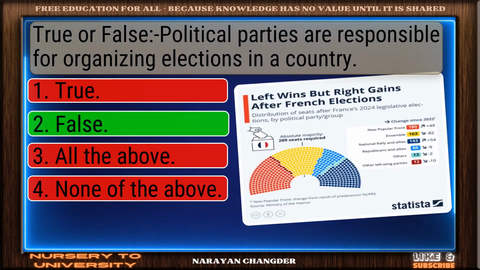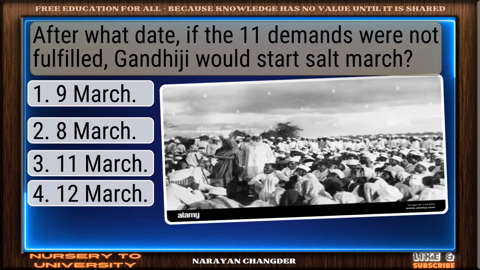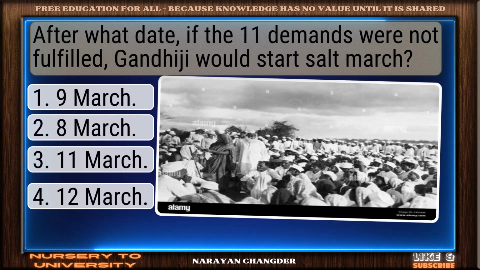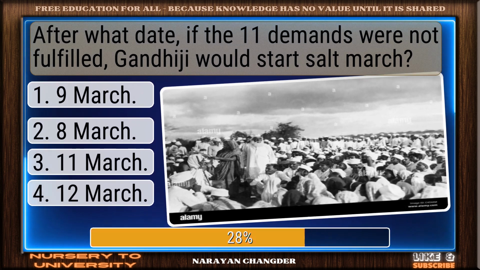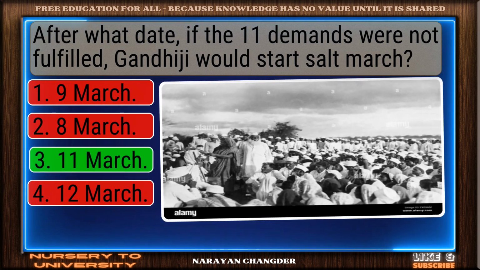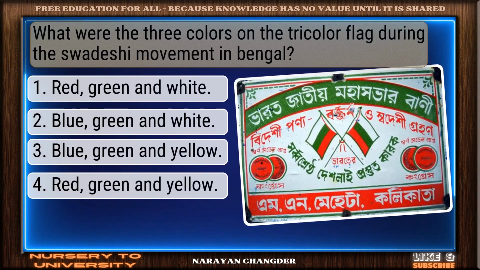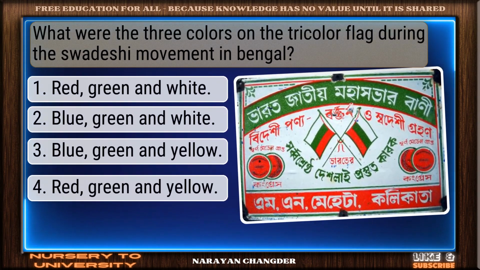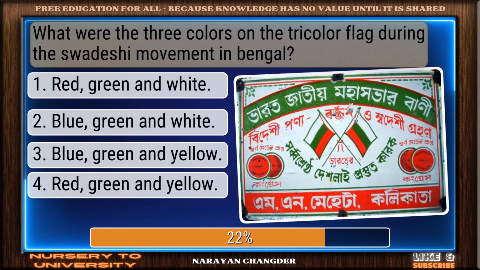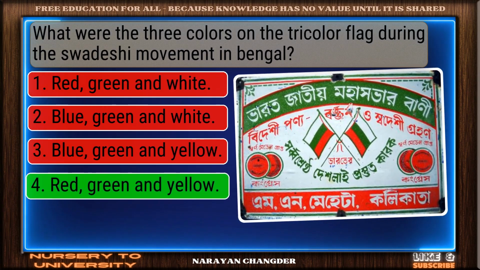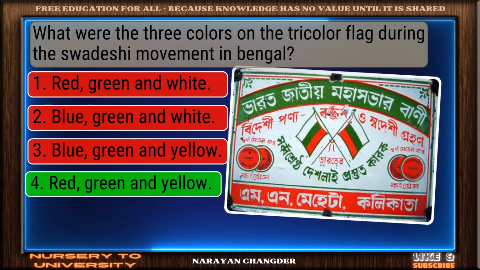On track. False is correct. After what date? If the 11 demands were not fulfilled, Gandhiji would start the Salt March. Great job. 11 March is accurate. What were the three colors on the tricolor flag during the Swadeshi movement in Bengal? Well reasoned. Red, green, and yellow is correct.